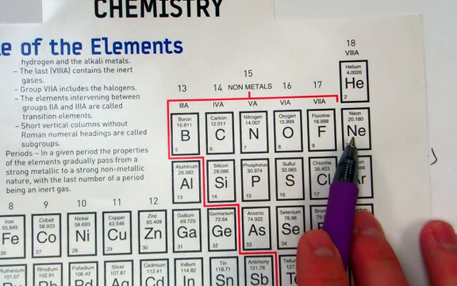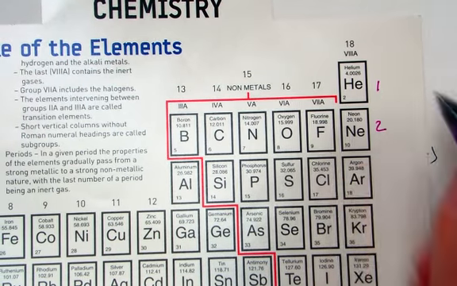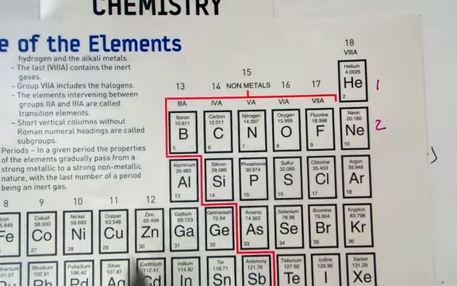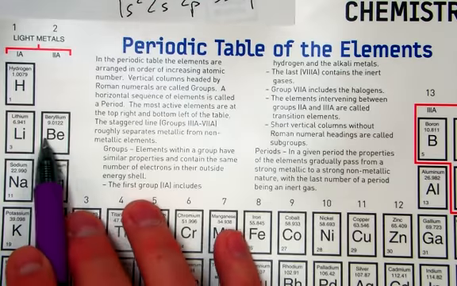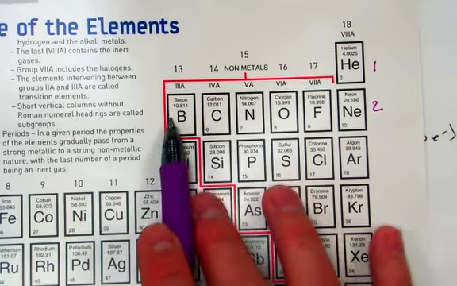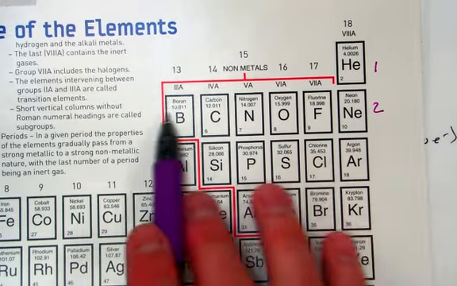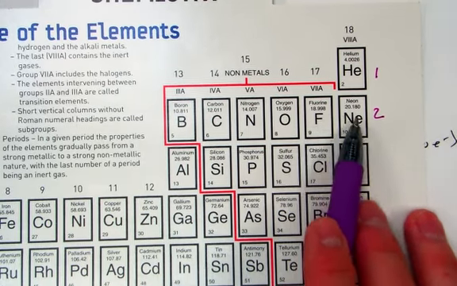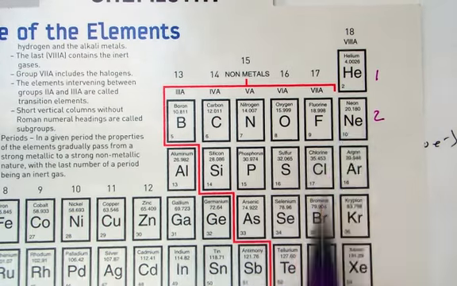Now, if you're on your game, we know this is period 1, this is period 2. So your 1s2 is filled, 2s2, and then your 2 p's, these are your p's. So 2p, and then a 6: 1, 2, 3, 4, 5, 6. That's how we get that answer.